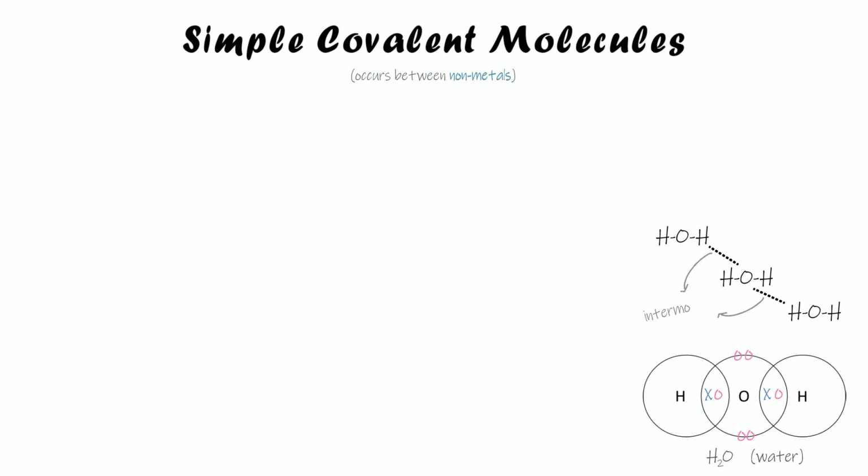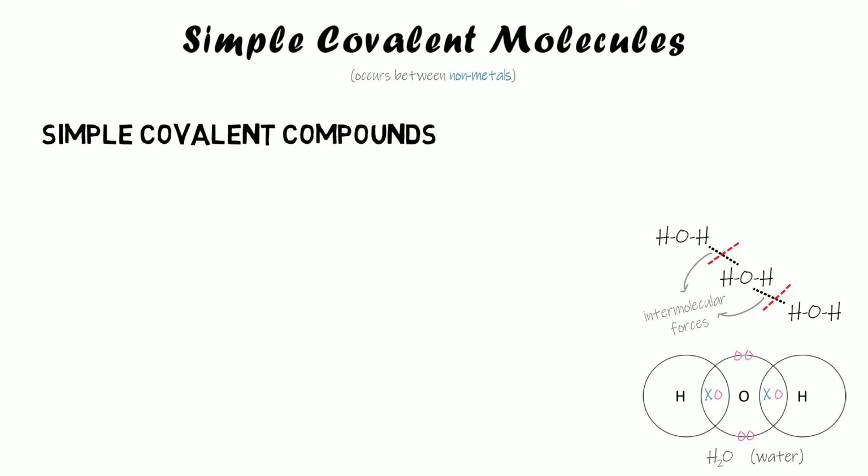There's an attraction between molecules, so it's called an intermolecular force. That literally means a force between molecules. So they're separate molecules. Each H2O is a separate molecule, but they're attracted to each other. And in order to melt or boil these compounds, you need to break those bonds.